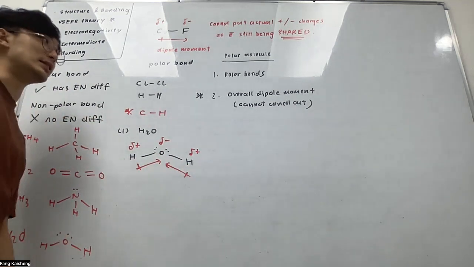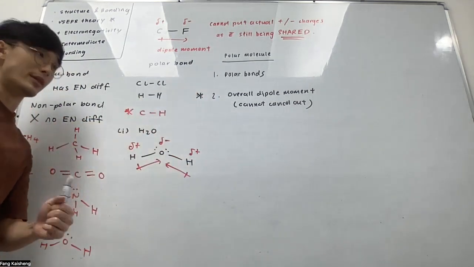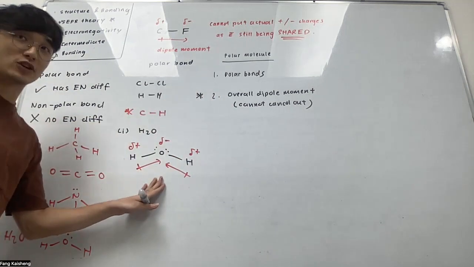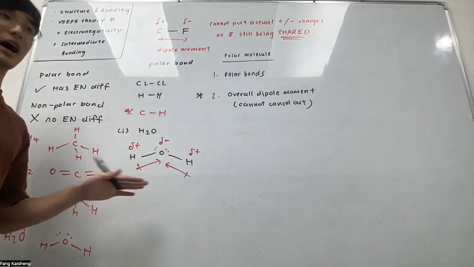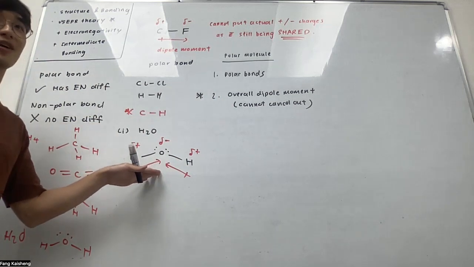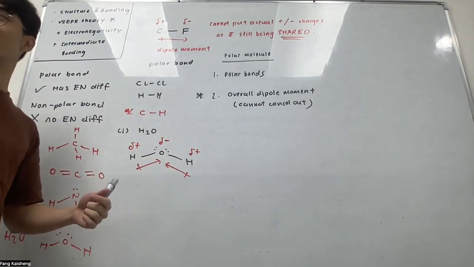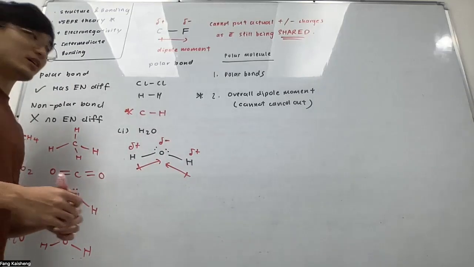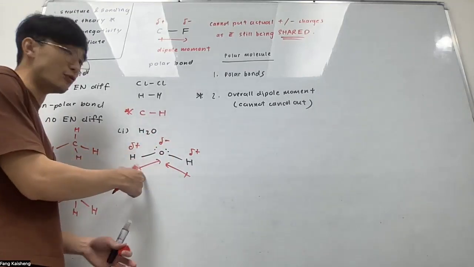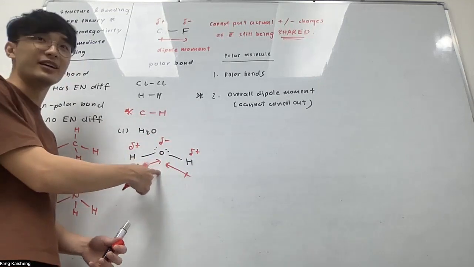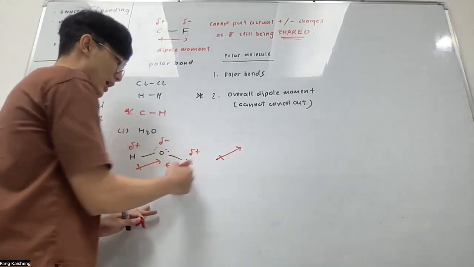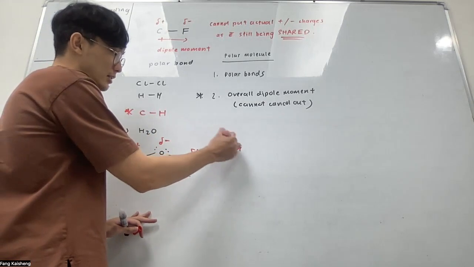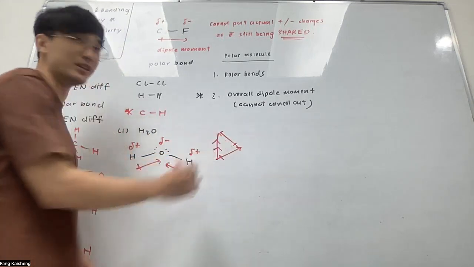Guys, can you tell me, is there an overall dipole moment? Are these arrows eventually pointing towards something? Are the arrows cancelling each other out? No, right? You can see why. You all learned vectors in secondary school, right? To resolve vectors, you must put tail to head, like this, and then you shift it. So overall, it is pointing upwards, you can see that.